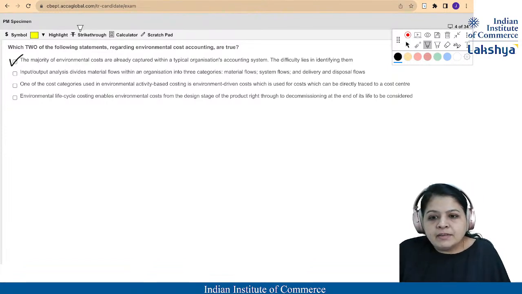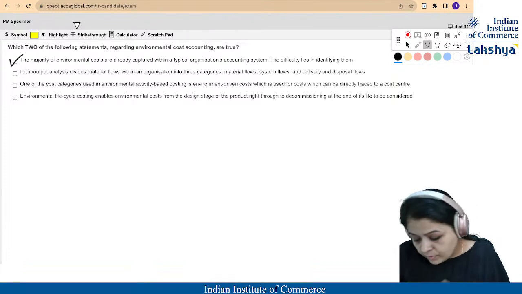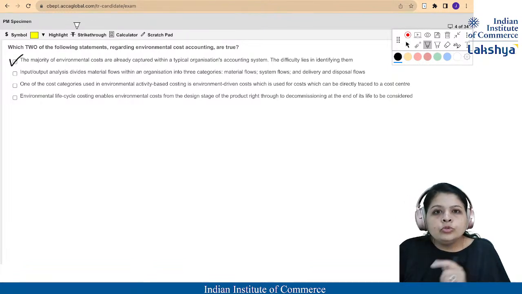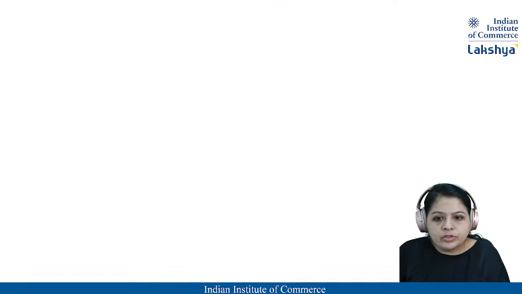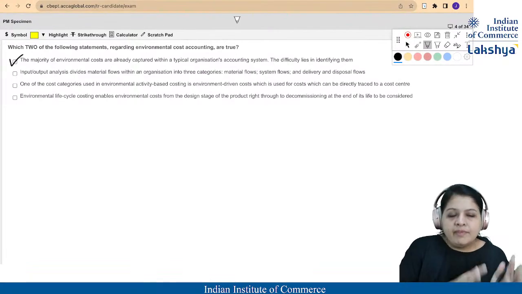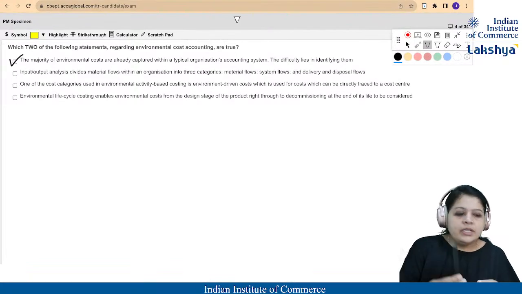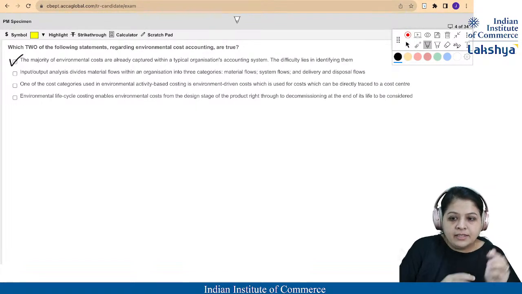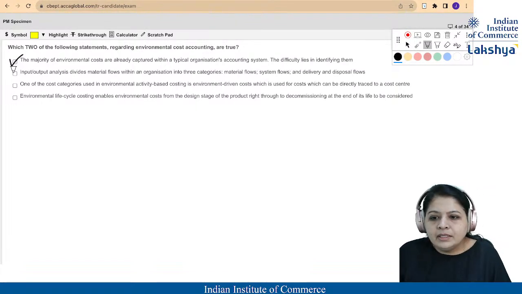Input-output analysis divides material flow within an organization into three categories: material flow, system flow, and delivery and disposal flow. Now that is incorrect because input-output looks into the raw materials that go into the organization's process, and how that brings out the value, like what you have put in and what comes out. So that is the input-output. So definitely this is a wrong answer.